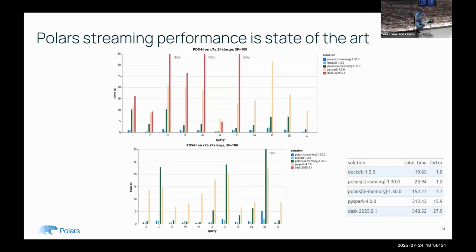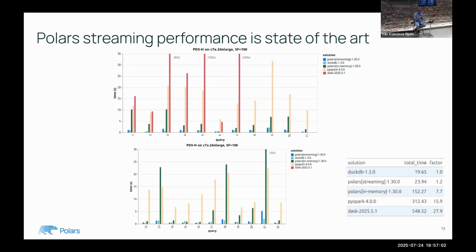If we scale this up to scale factor 100, we see that DuckDB is the fastest with a factor of 1, Polars 1.2, so it's the same order of magnitude. Polars in memory is 7-8 times slower, so the streaming engine can be 8 times faster than the Polars in-memory engine. And Spark is 15 times slower, and Dask 30.